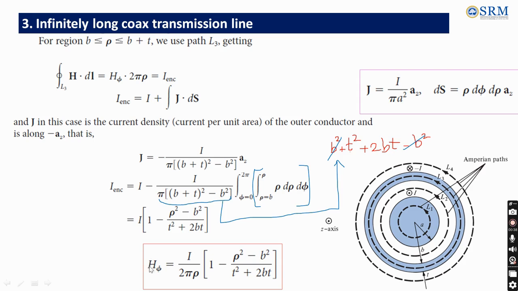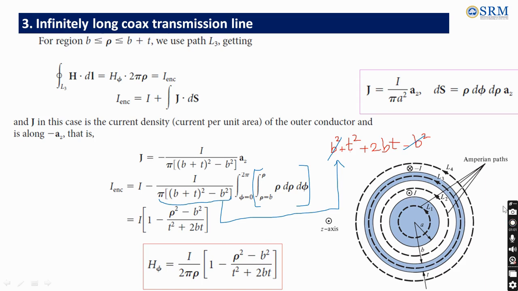So finally, how will I write H phi? You take this expression, H phi into 2 pi rho is equal to this equation, that is I enclosed. So I can write H phi as this entire term divided by 2 pi rho. Here I is common, so I by 2 pi rho into this term. This is for the Ampere path L3.